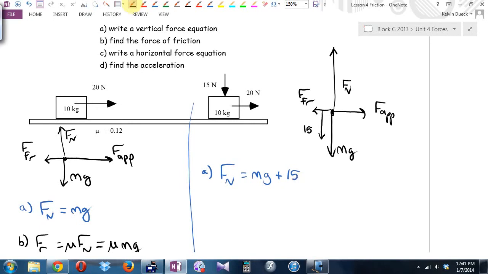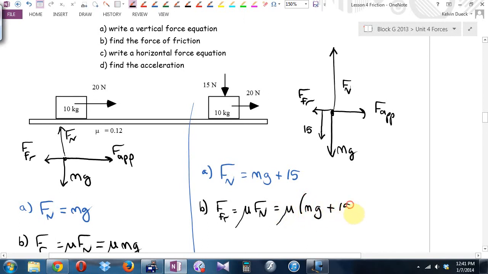Trevor, what does B want me to find? Oh, we have an equation for that. Friction is what times what, Trevor? What's our new equation of the day? Mu times the normal force. I don't know the normal force. Oh, but look. I know two other forces the same size as the normal force. See it? It's going to be mu, and then in brackets, mg plus 15. This is my new friction equation for this particular situation. Friction got bigger.